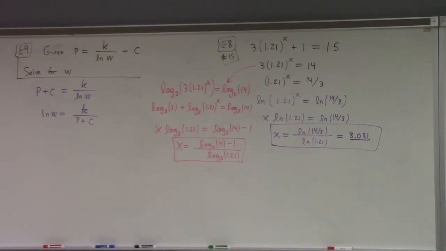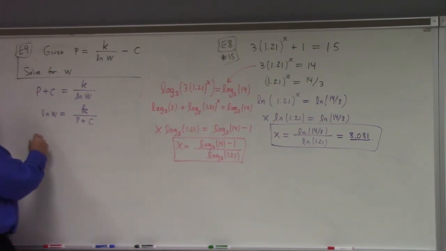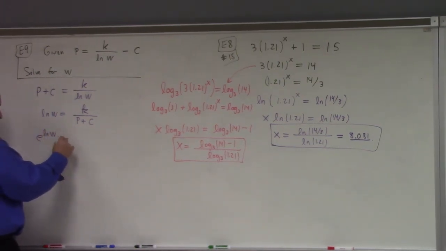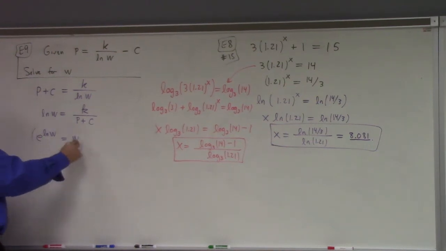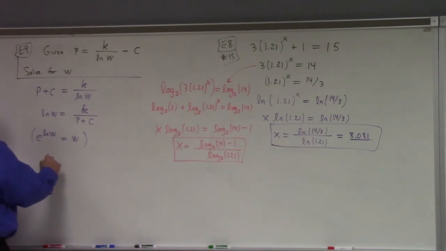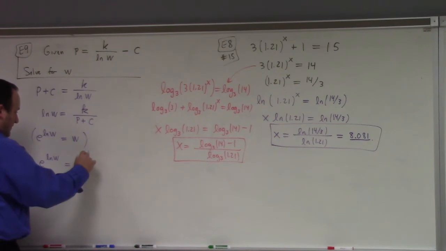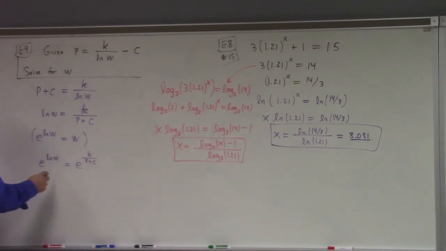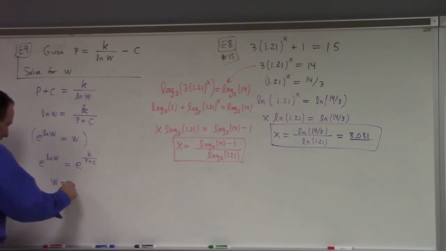And now that I've got natural log of W isolated, what can I do? How do you kill a natural log? What's the rule? Remember, e to the natural log of W equals what? It equals W again, right? So if I exponentiate both sides, I think that'll do it for us. So we have e to the ln of W equals e to the K divided by P plus C. It's kind of ugly, but there it is. And so this gives us W is equal to e to the K over P plus C.